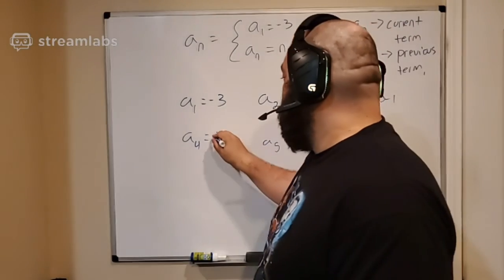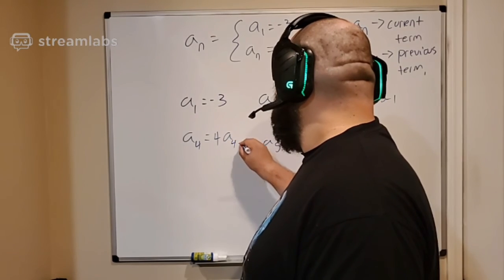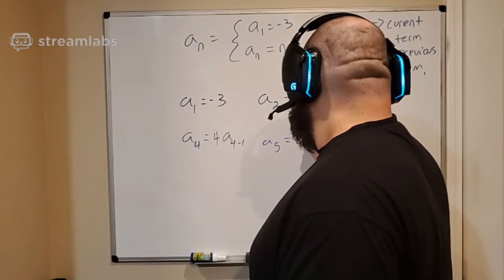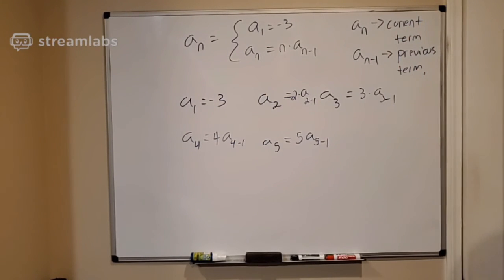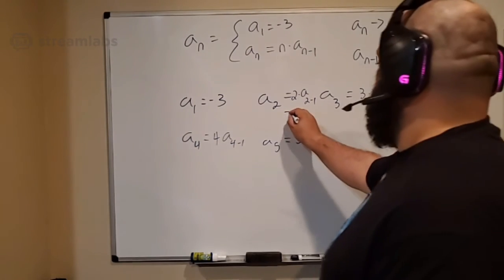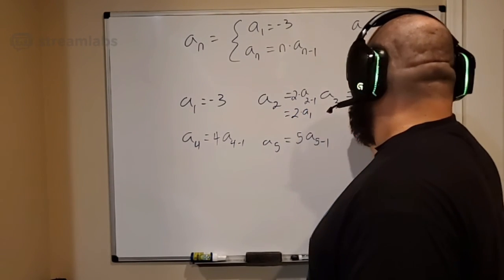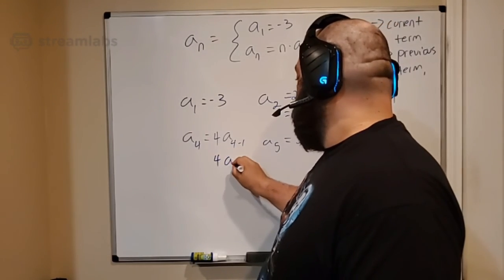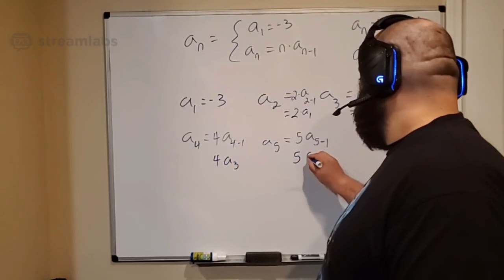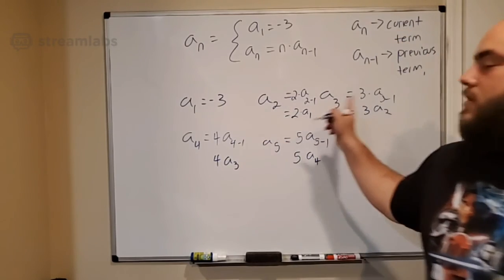And at that point, what is a sub 2 minus 1? Well, 2 minus 1 is 1. So this is equal to 2 times a sub 1. This is 3 a sub 2. This is 4 a sub 3. This is 5 a sub 4. So if we notice, there's a very quick and easy pattern: I'm multiplying n by the previous term.